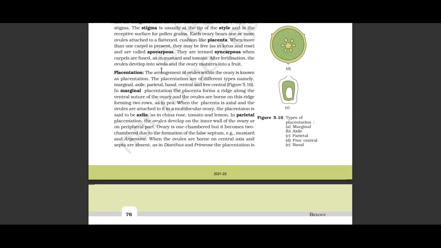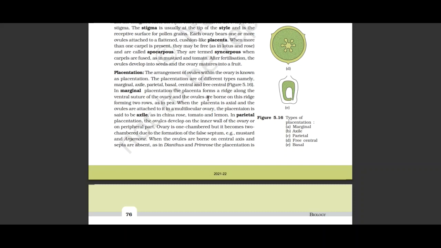Let us see the placentation. The arrangement of ovules within the ovary is known as placentation. The placentation are of different types, namely marginal, axial, parietal, basal, central, and free central. Figure 5.16 represents the placentation.